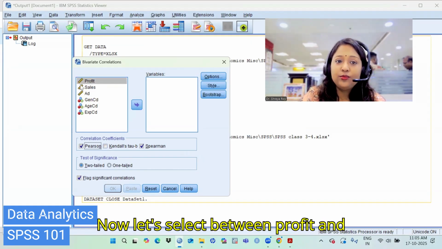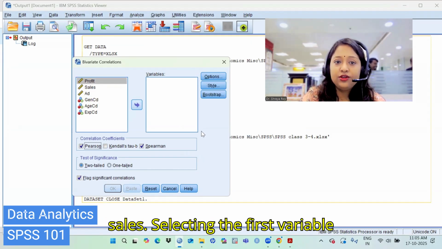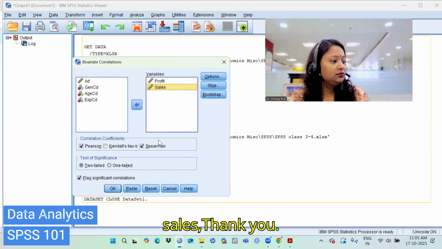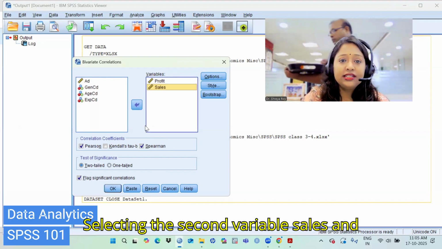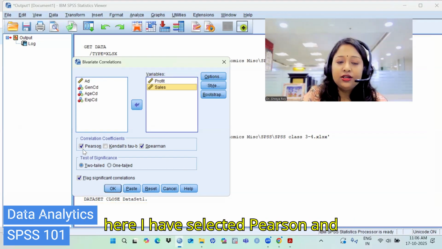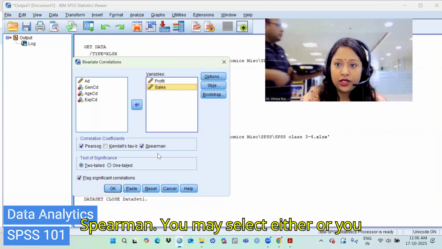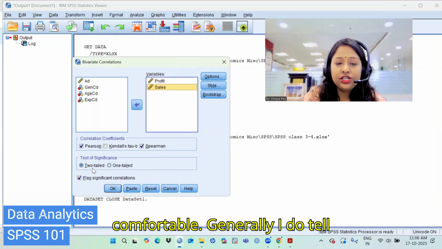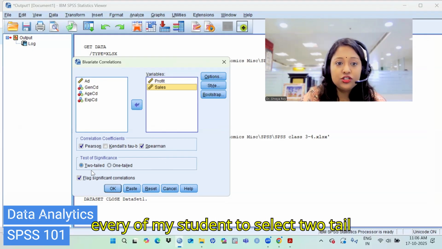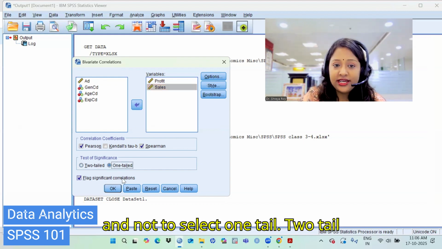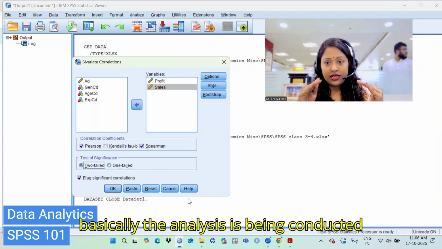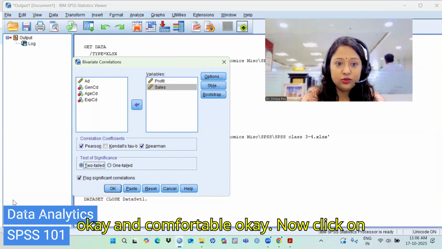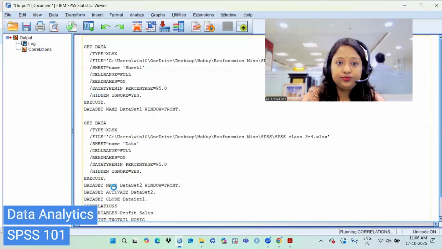Now let's select between profit and sales. Selecting the first variable profit, selecting the second variable sales, and here I have selected Pearson and Spearman. You may select either, or whichever you feel comfortable. Generally, I tell every one of my students to select two tail and not one tail. Two tail, basically, means the analysis is conducted on both sides of your data, which is okay and comfortable. Now click on OK.